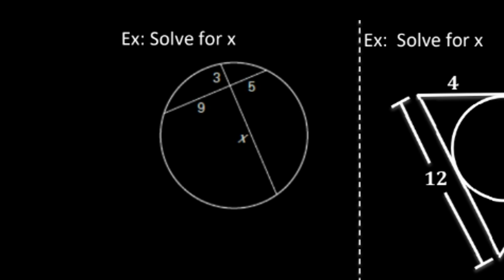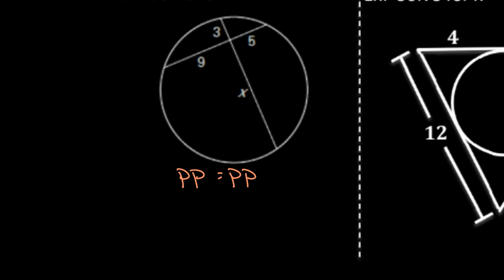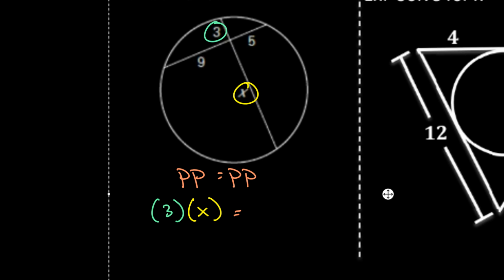Whenever we have 2 chords, we use the part times part equals part times part. So give me one of the parts on any of the chords. Doesn't matter what we start with. 3. Sure. 3 times, what's the other side of that? Same chord. Yes, X. Equals, yes, 9 times, the last part is 5.